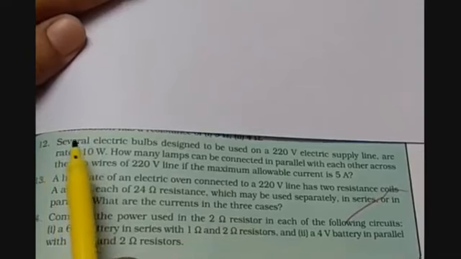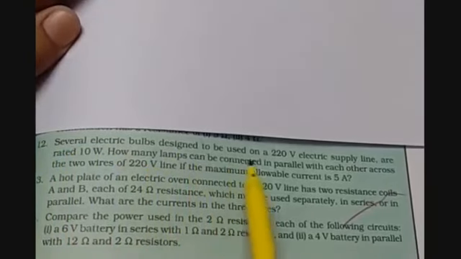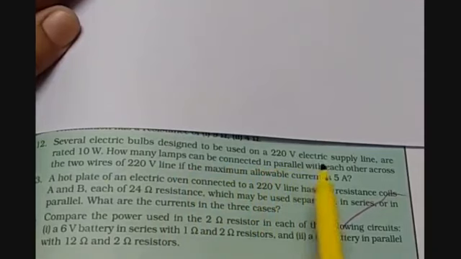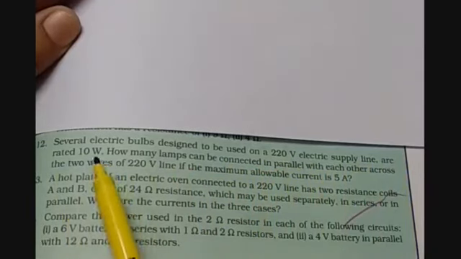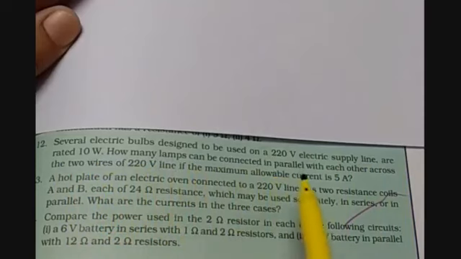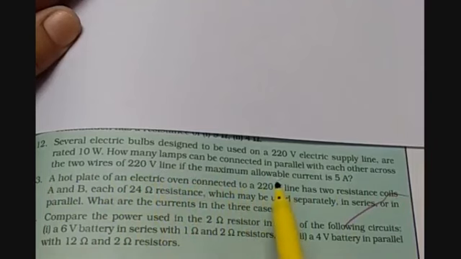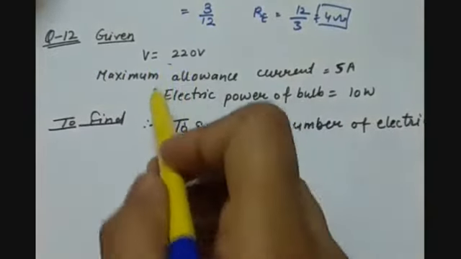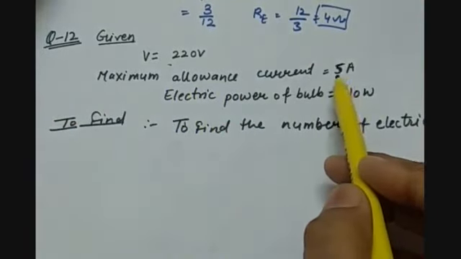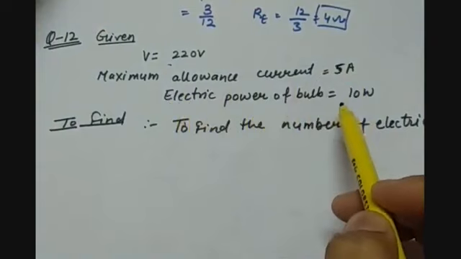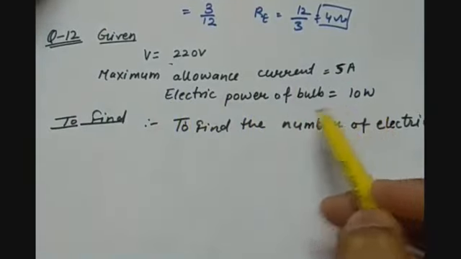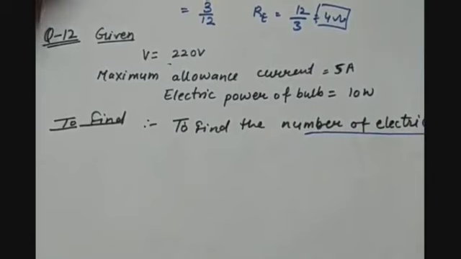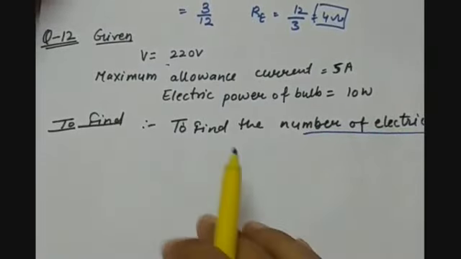Question number 12 is, several electrical bulbs designed to be used on a 220 volt electric supply line are rated as 10 watt. How many lamps can be connected in parallel with each other across the 2 wires of 220 volt line if the maximum allowable current is 5 ampere? So in question number 12, we have been given the potential difference, that is 220 volt. Maximum allowed current is 5 ampere. Electric power of the bulb is 10 watt. And we have to find the number of electrical bulbs which can be connected in this circuit.